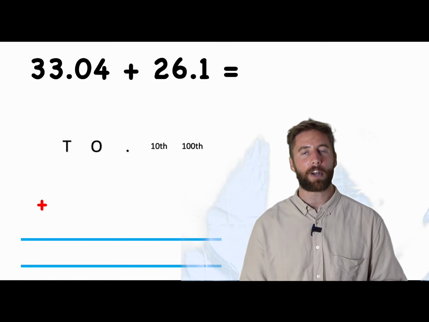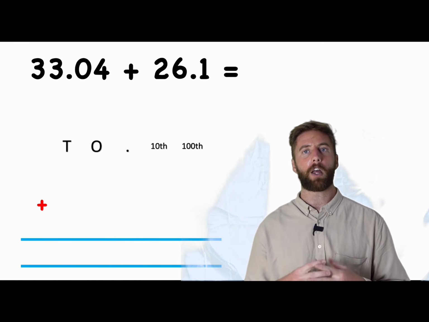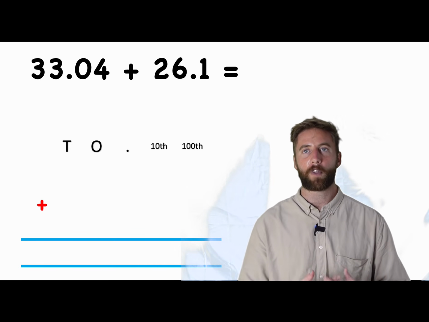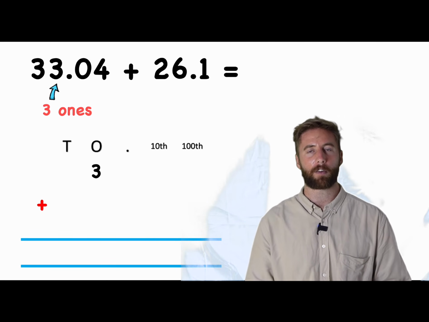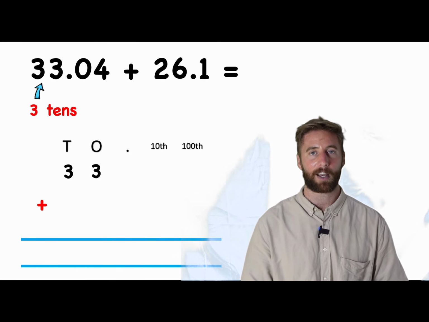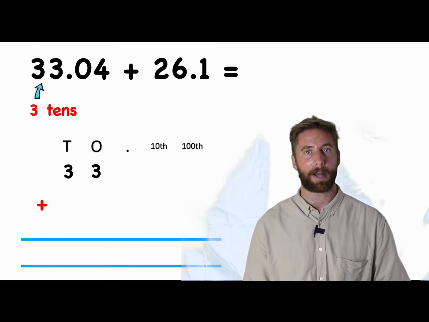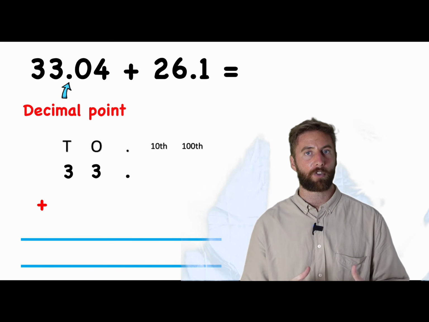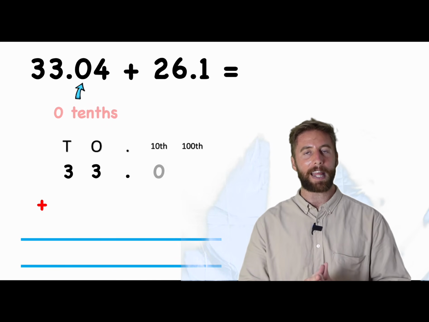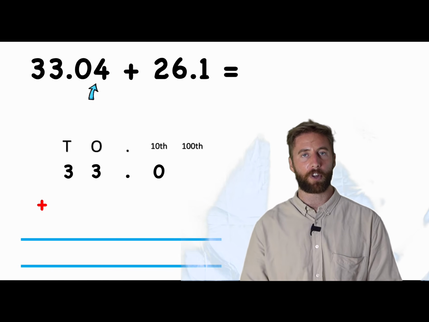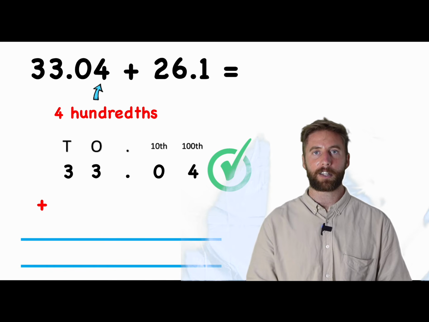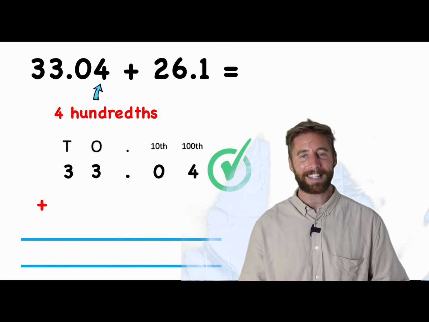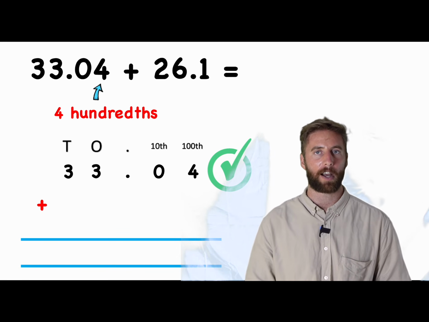Good. Now I'm ready to put my numbers in place. Well, I always like to start with my ones. So in 33.04 I have 3 ones. So I'm going to put that in the right place, and I have 3 tens. I'm going to put that in the right place. Now I'm going to put my decimal in the right place, and then I'm going to realize that I have 0 tenths and 4 hundredths. Put those into the correct place. Does my number still read 33.04? Yes, that's a good sign that I'm on the right lines.